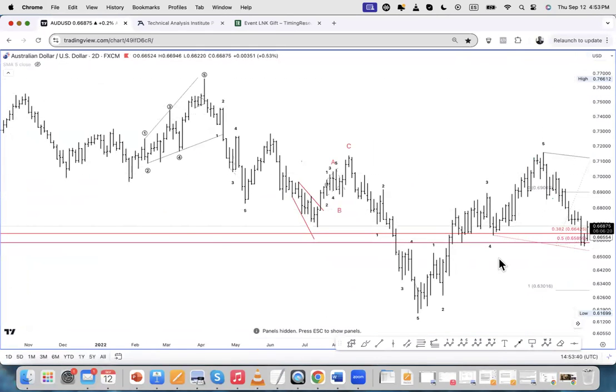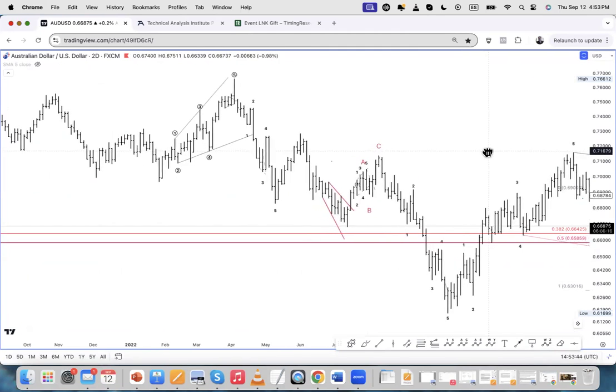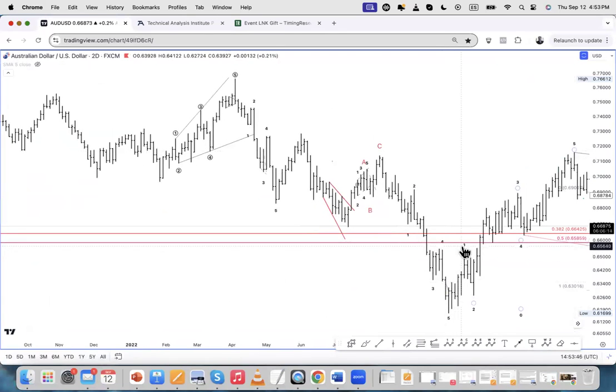Okay, so let's focus on this part, okay? Let's make it like this. So we have a 1, 2, 3, 4, and 5. Okay, let's check them against the rules. Remember the sandwich, 1 and 5. Okay, they don't have anything to do. The next one is wave 2. Wave 2 can never travel more than 100% the distance traveled by wave 1. Did it do it?